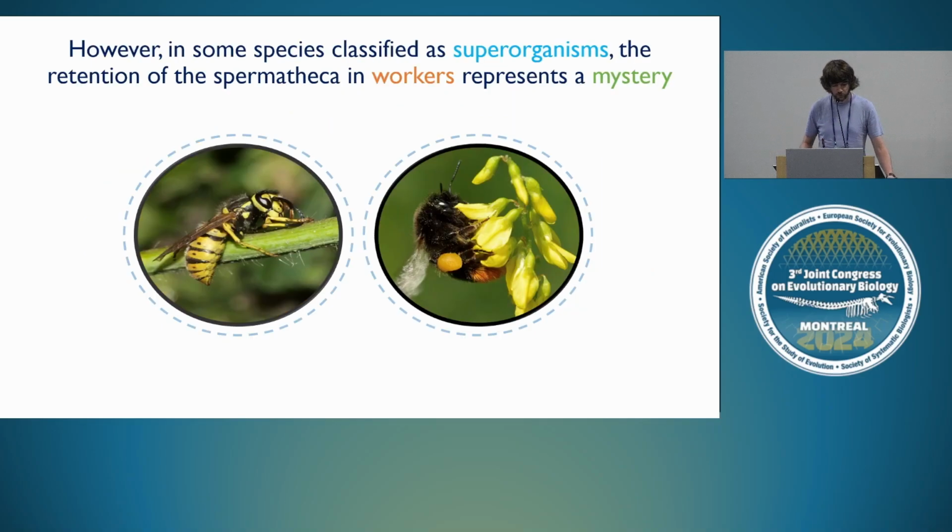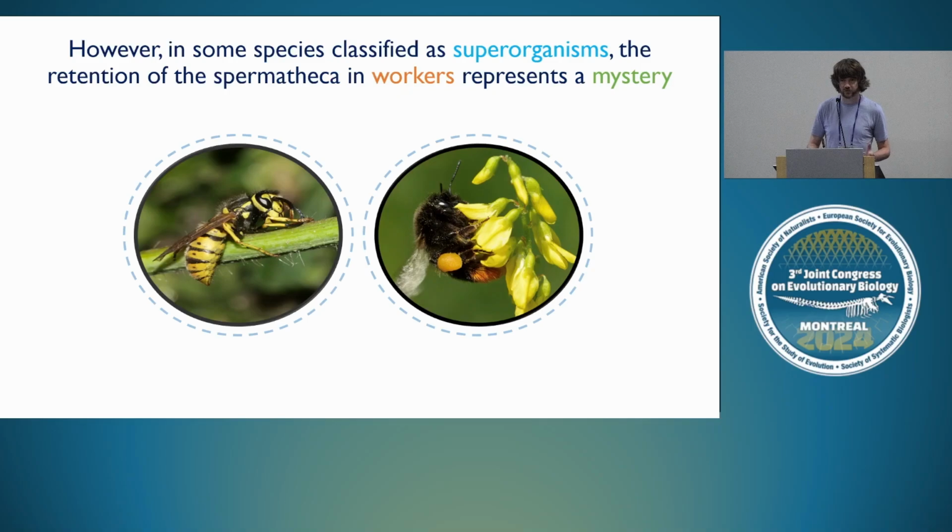However, in some species which are classified as superorganisms, so they meet these criteria of pre-imaginal caste differentiation and also lifetime worker unmatedness, the retention of the spermatheca in workers always represented a mystery or potential paradox. So species like members of the Vespine wasps, but also the bumblebees, workers containing these structures were always seen as being largely vestigial. So they have a spermatheca, but it was viewed as being non-functional.